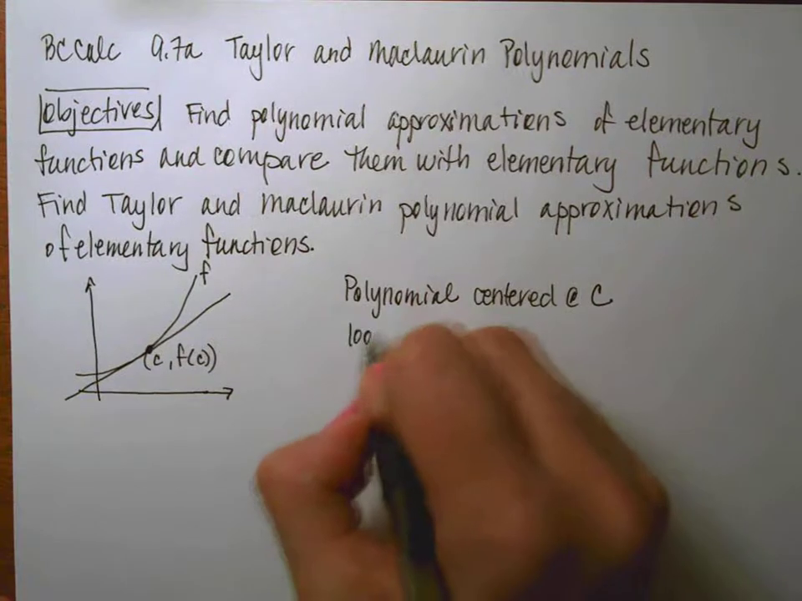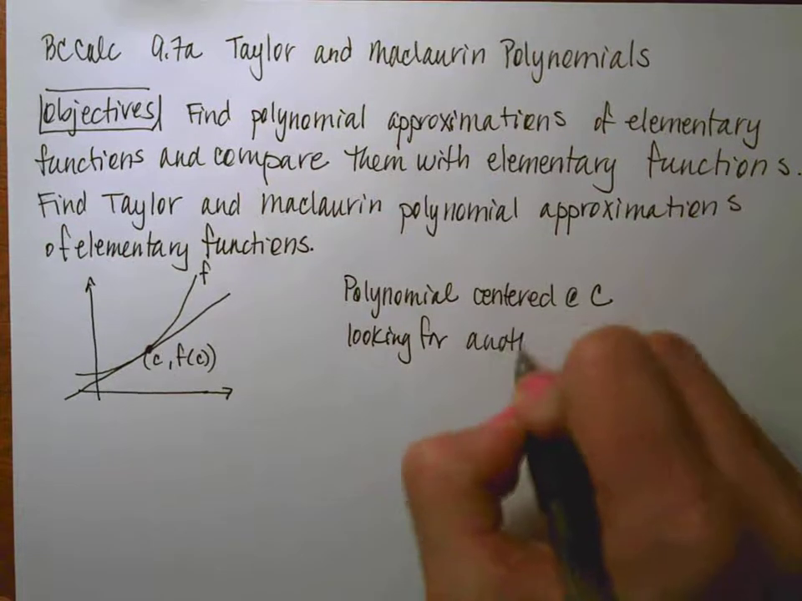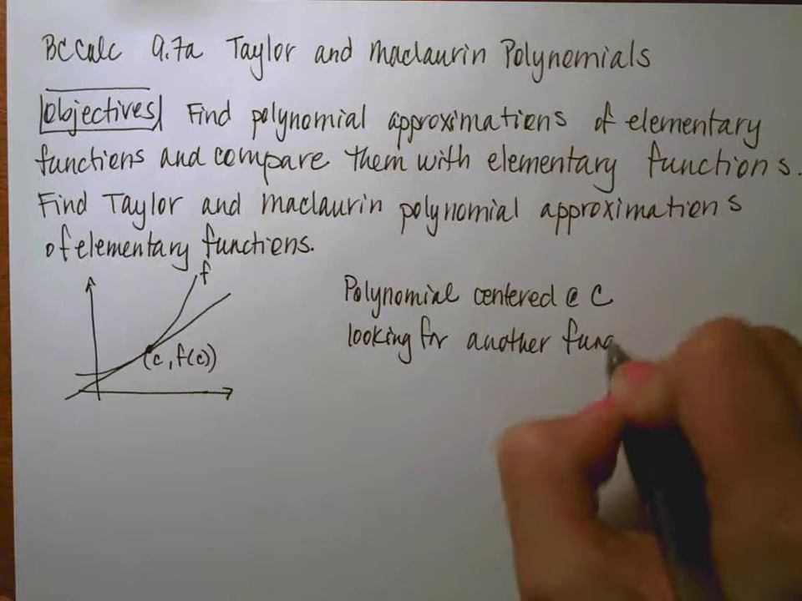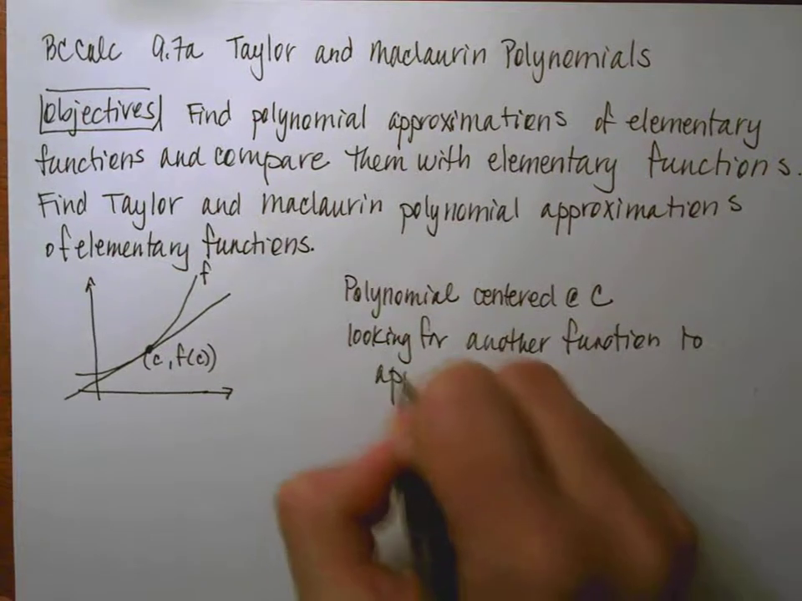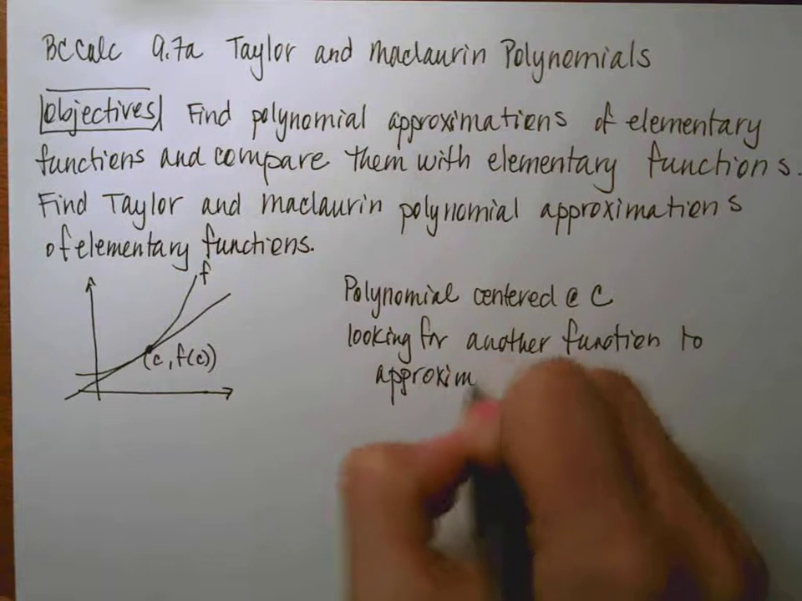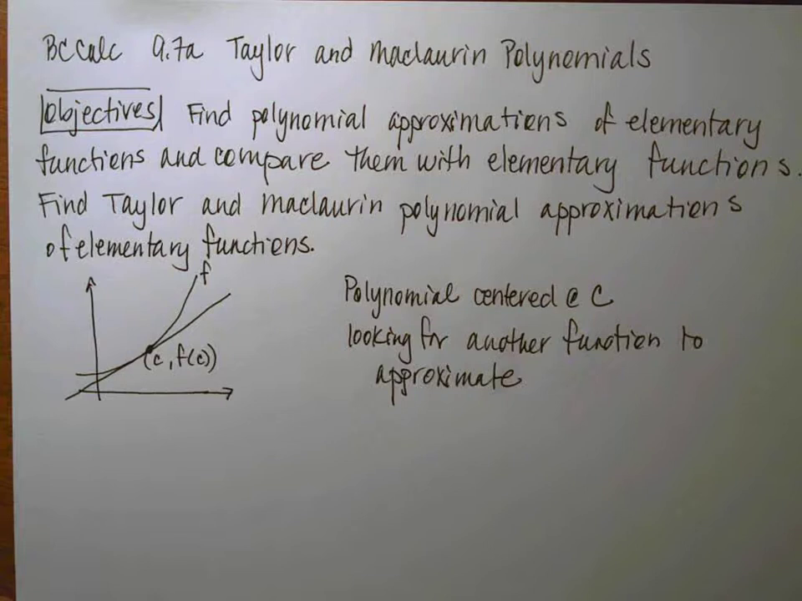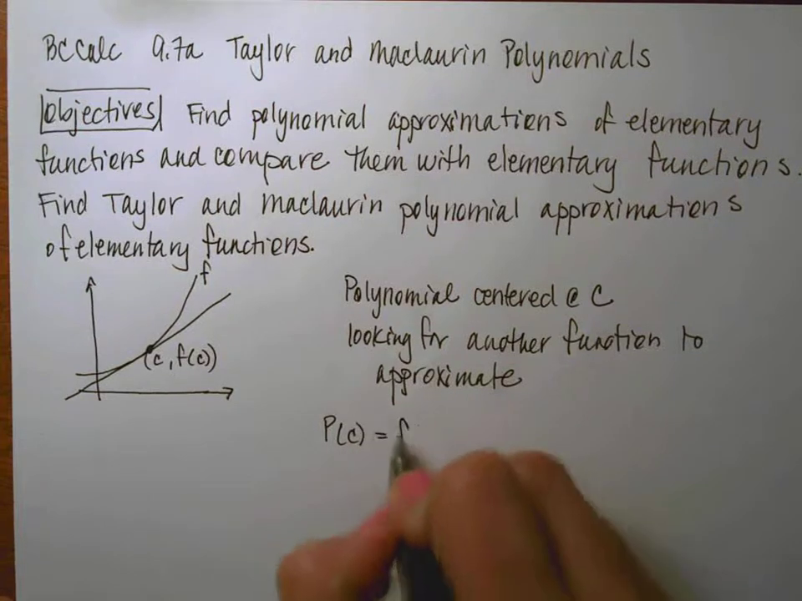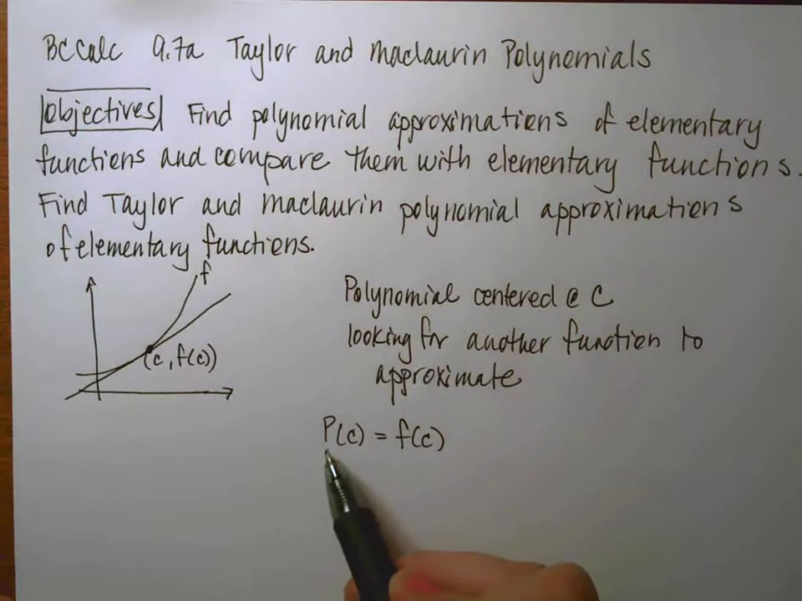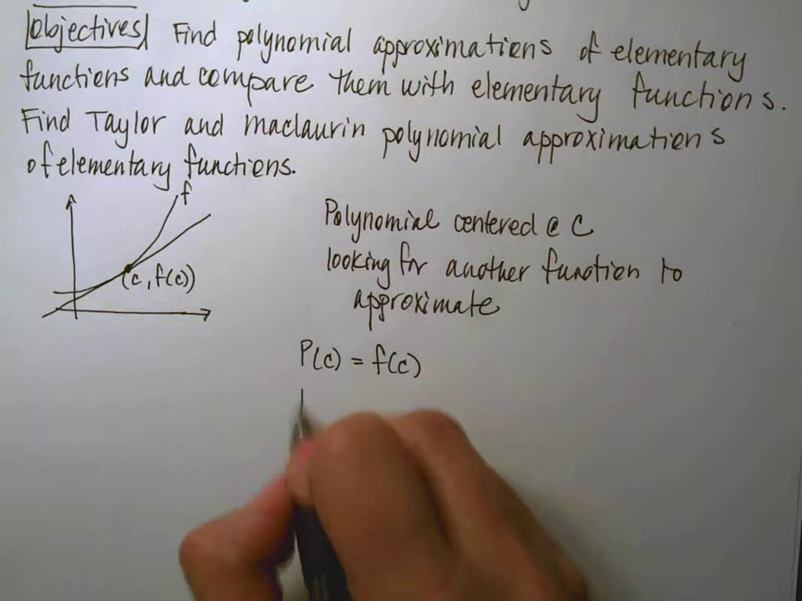So I'm looking for another function to approximate the original function. Okay, so I'm going to say that P of C is going to equal F of C. So this is a polynomial that we're looking for, and I'm going to use it to approximate the original function.